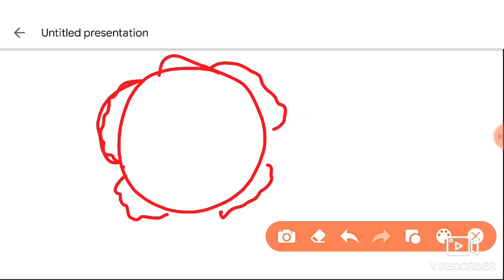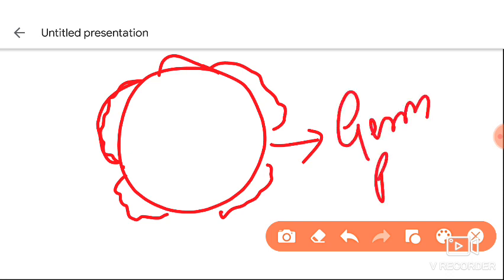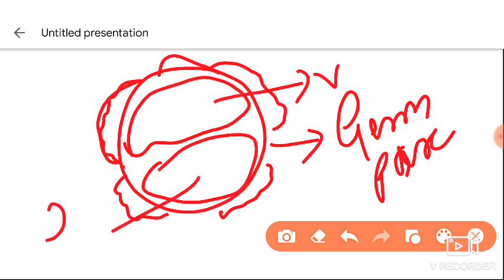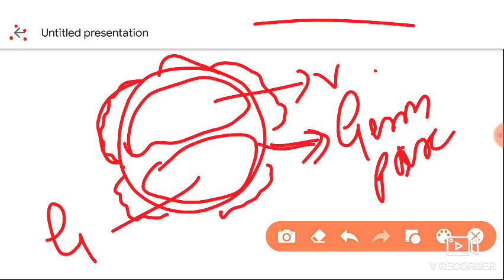Okay, this is the structure of the pollen grain, and here you can find the germ pore. Here there is the presence of the germ pore, and here we can see two types of cells. One is the vegetative cell, and another one is the generative cell. And through the germ pore there is development, that we'll study later.